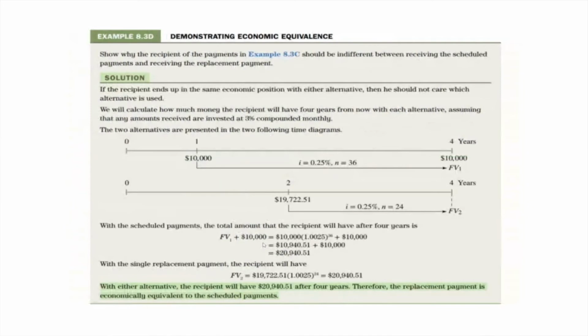And we also got this issue of economic equivalence. So if we think about equivalency, show why the recipient of the payment in example 8C should be indifferent between the received values, okay? So in this particular instance, if the recipient ends up with the same economic position with either alternative, you'd be indifferent. That's what that means. They're both worth the same. So we can calculate how much money the recipient will have 4 years from now with each alternative, assuming that any amounts received are invested at 3% compounded monthly.